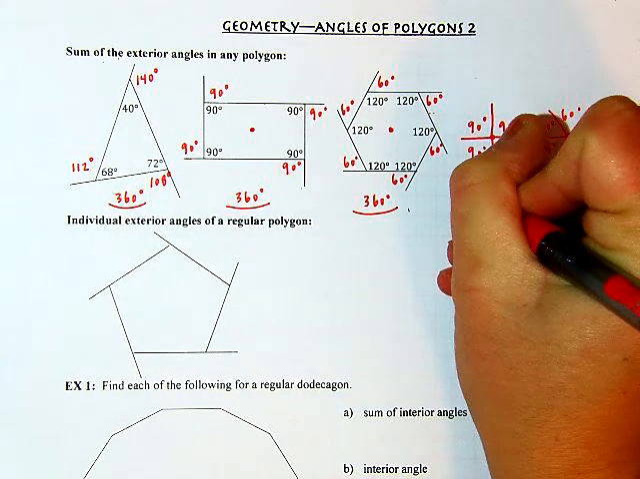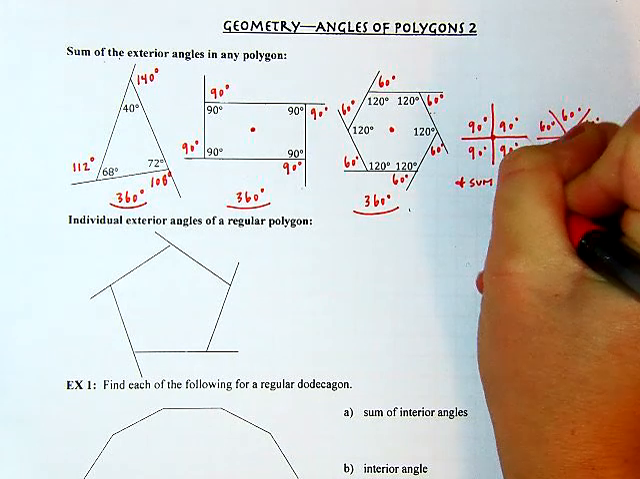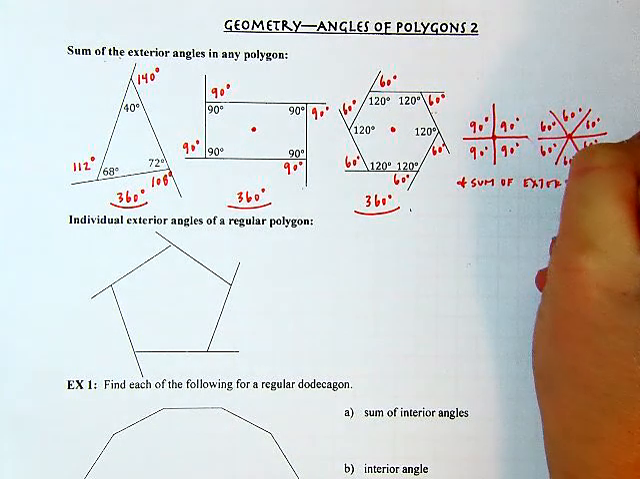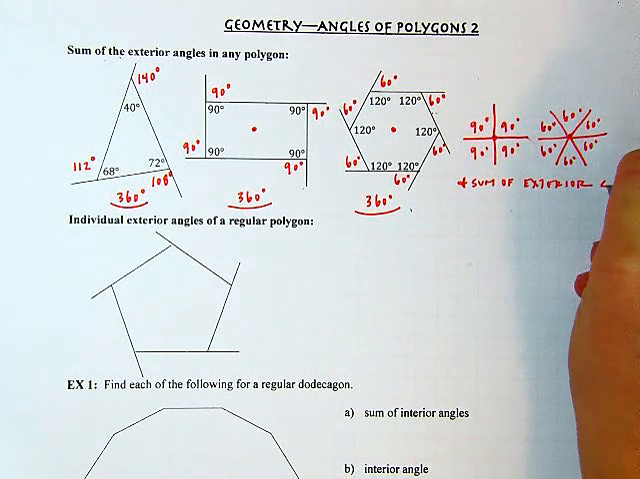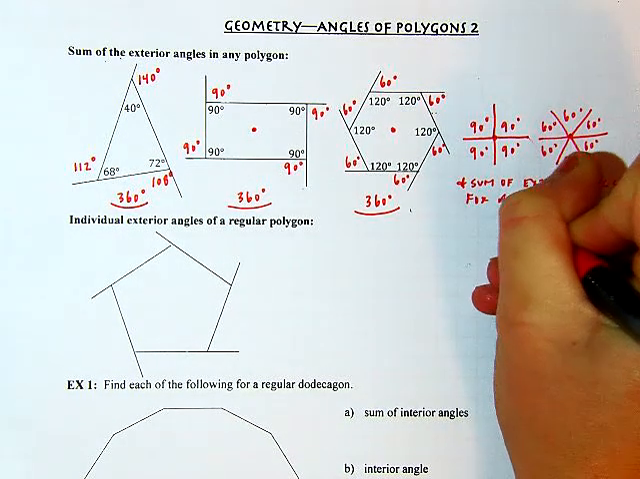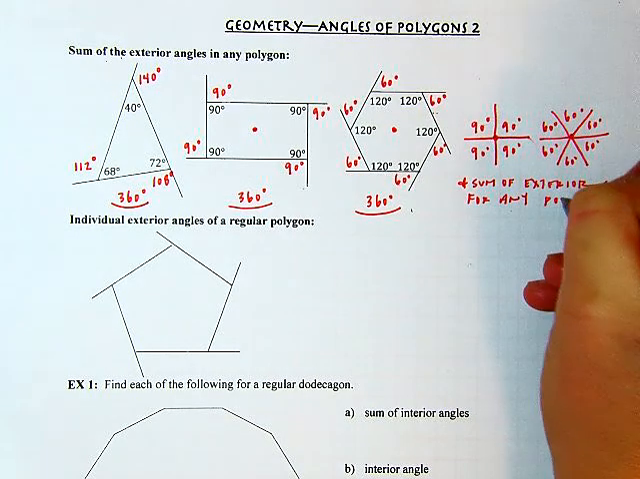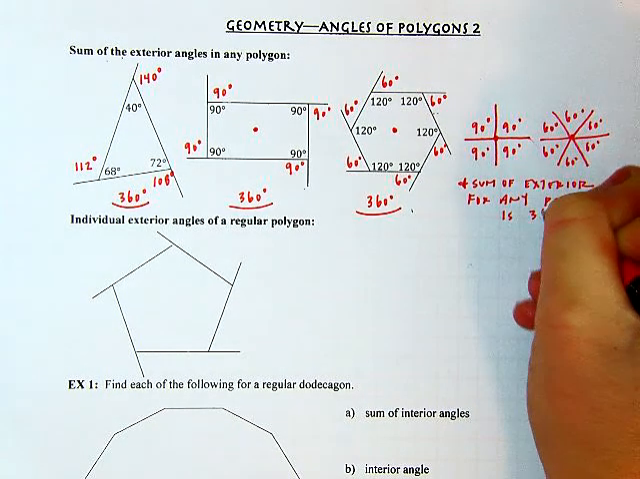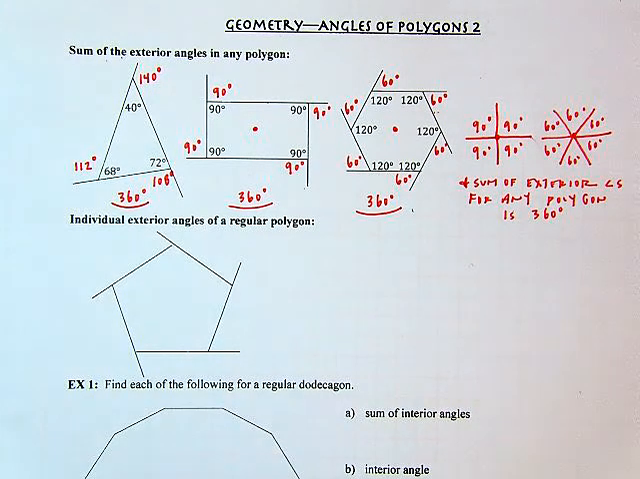So I can see that the sum of the exterior angles for any polygon will always stay constant at 360. Doesn't matter the number of sides. Okay, so let me say that back one more time. The sum of the exterior angles for any polygon is always going to be 360 degrees.